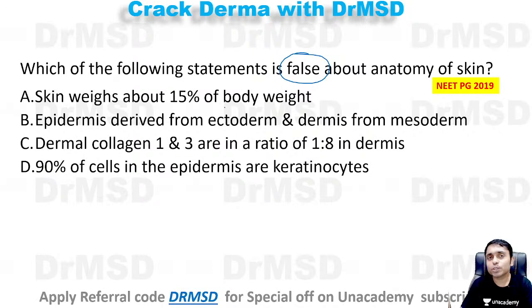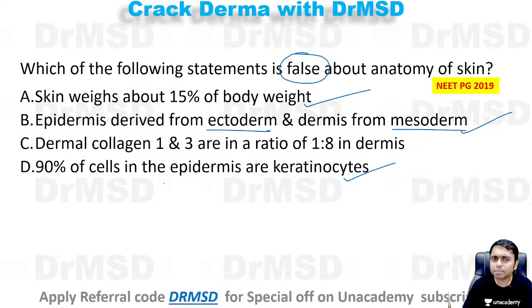So if you observe, skin weighs about 15 to 18% of the body weight. This is right about the skin. Epidermis is derived from ectoderm and dermis is derived from mesoderm. This statement is also right. Please remember, 90% of the cells in the epidermis are keratinocytes. Yes, this is also a right statement.